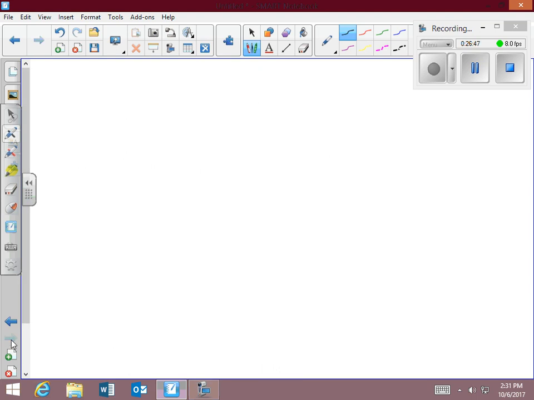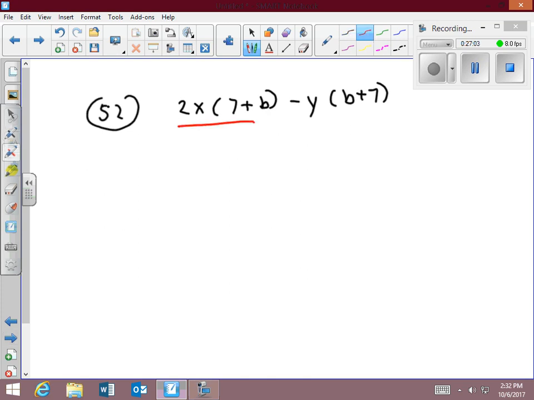C 52. 2x times 7 plus b minus y times b plus 7. This is a term, that's a term. 7 plus b and b plus 7, are those the same? Yeah. So you can just take the b plus 7 out like this, because that's just commuting this. And then I have what? 2x minus y.